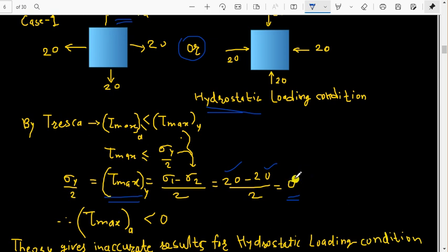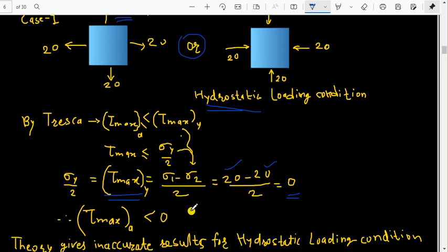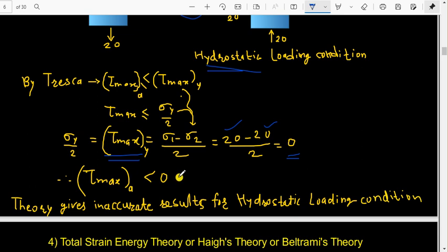Right? Now, which is an inaccurate result. Whether it can happen that a maximum shear stress equal to 0 even after applying load. That's why this theory is giving inaccurate results for hydrostatic loading condition. So for hydrostatic loading condition, we cannot use maximum shear stress theory. That's the drawback of this theory.